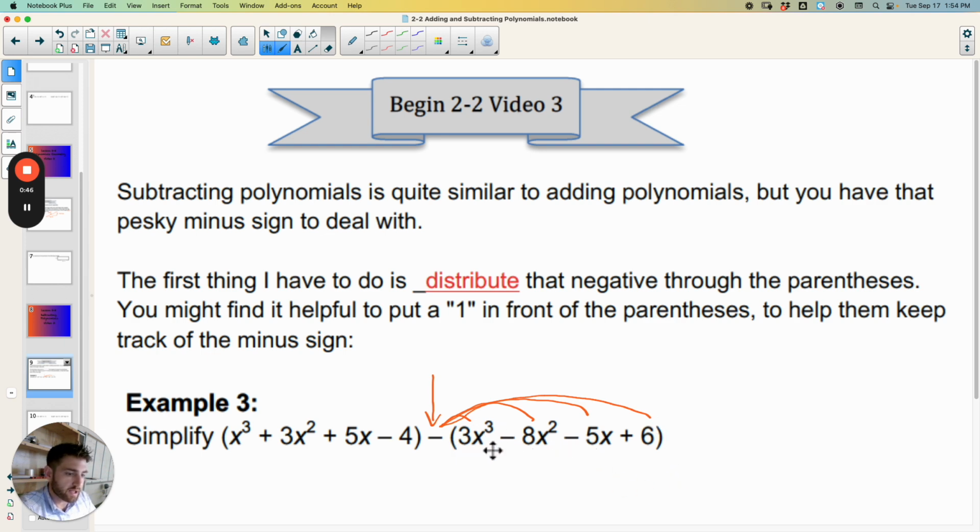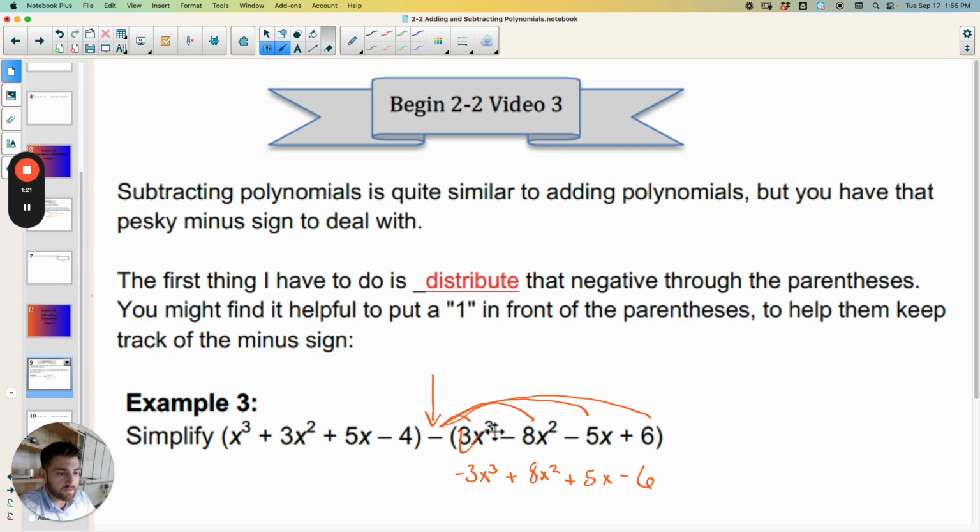So instead of this being a positive 3x to the third, it now becomes a negative 3x to the third. Instead of this being a negative 8x squared, it becomes a positive 8x squared. So essentially you're just flipping the sign of everything on the inside of the parentheses if there's a negative here. Now don't worry about the first set, the first polynomial. The negative only applies to the second polynomial. So negative 5 becomes a positive 5, and then negative positive 6 becomes a negative 6.